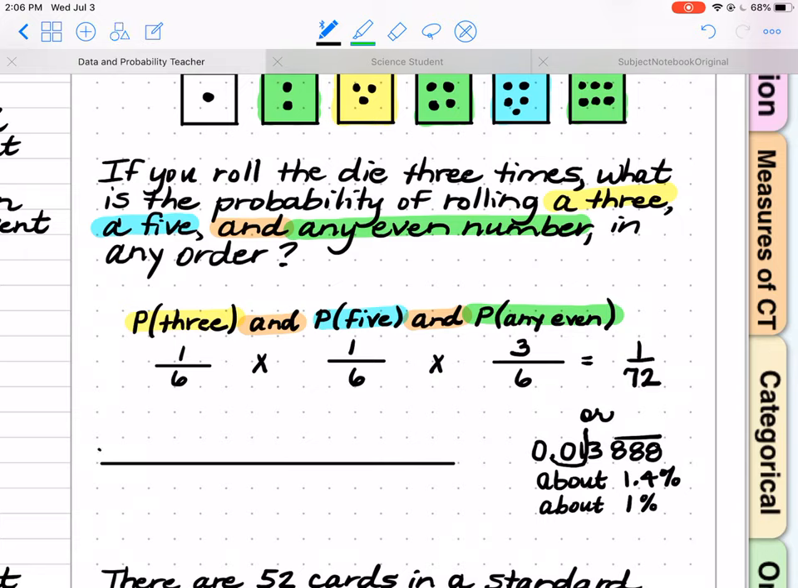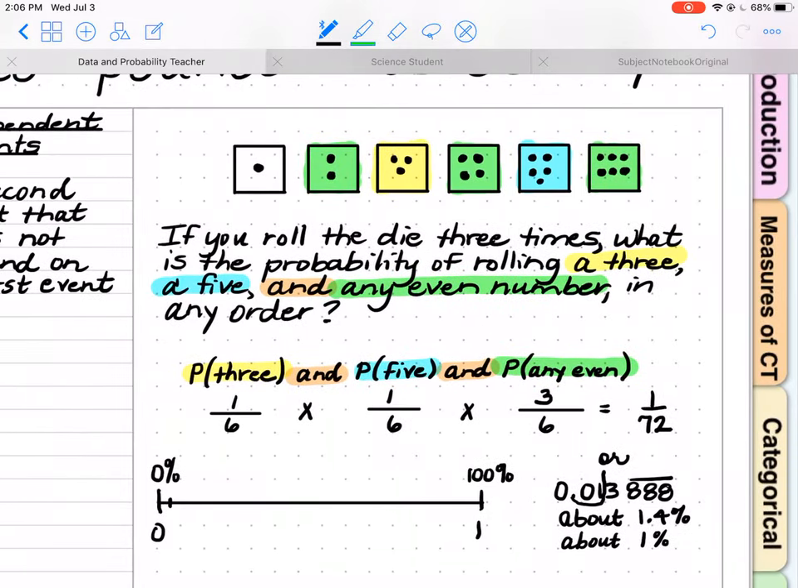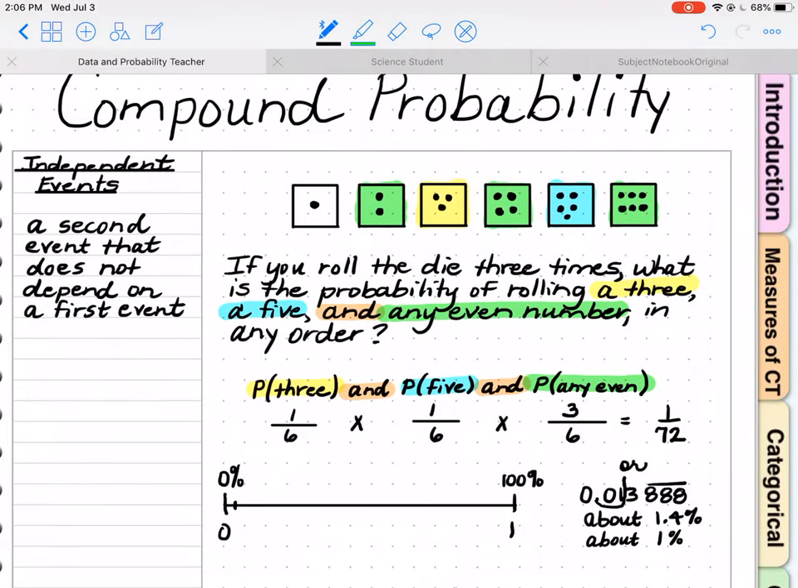where 0 is impossible and 1 is a sure thing, we're talking about right there. So I would not bet on this event. If someone said, I'll bet you $1 million, I would say no way, because that is a very unlikely event. Okay, I'm going to stop the video and then I'll come back and show you how to do dependent probability and we'll be finished.